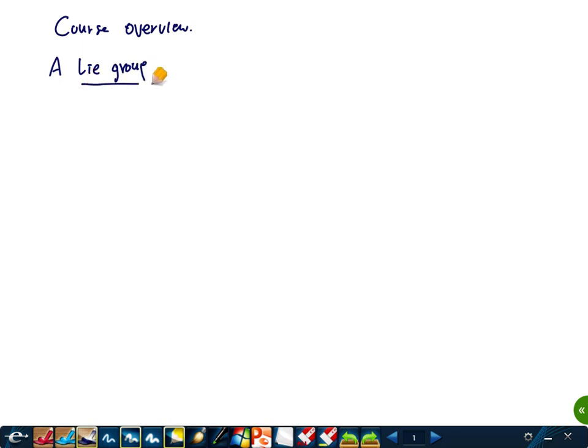A Lie group is a smooth manifold that is also a group. We have to have additional conditions that the group operators are smooth functions, etc. But I'm going to do that later. So basically, it's a smooth manifold, a geometric object, which is also a group. So it has a group structure.